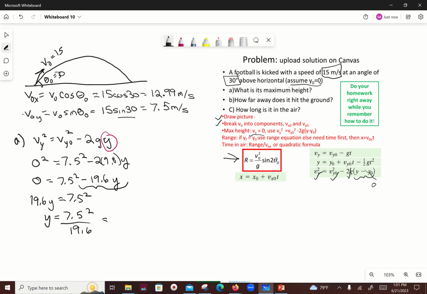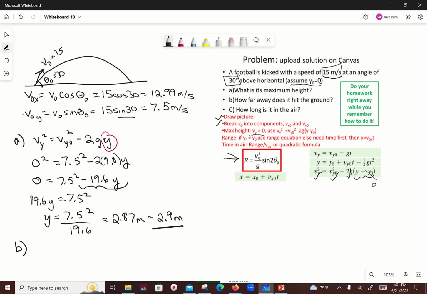And I get 2.87 meters. And now I need to look at my significant figures. Looks like I've got 2. So now I'm going to round that to 2.9 meters as my final answer for part A. All right, so that's part A done.